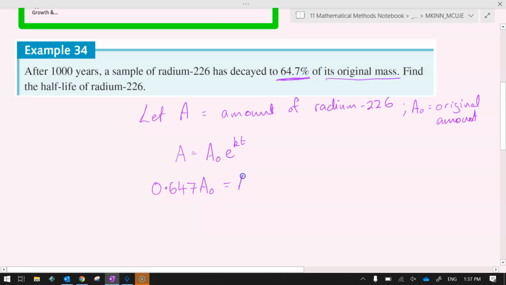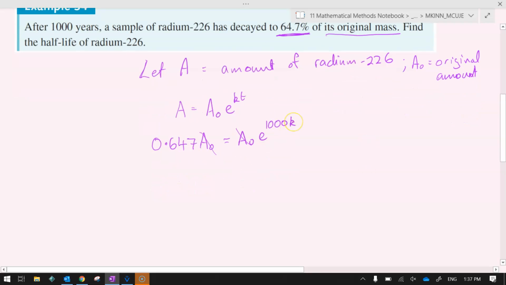And that's going to equal A naught e to the 1,000k. Are we all right with that? 1,000 years, so I let t equal 1,000. Now I'm just going to solve this. Well, first thing I'm going to do is divide by A naught. A naught's not equal to 0. I had some amount to begin with, so that's okay. 0.647 equals e to the 1,000k.